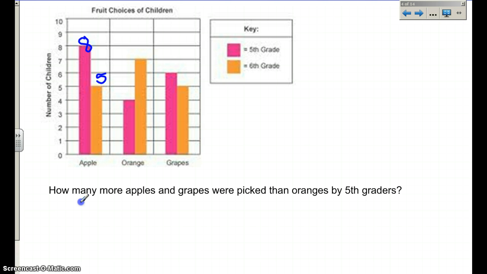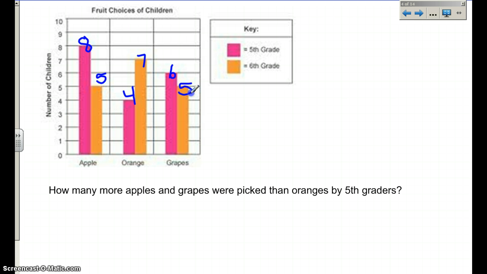Orange is, for pink, it's 4. And for 6th grade, it's 7. Grapes would be 6 votes for 5th grade, and for 6th grade, it's going to be 5 votes.